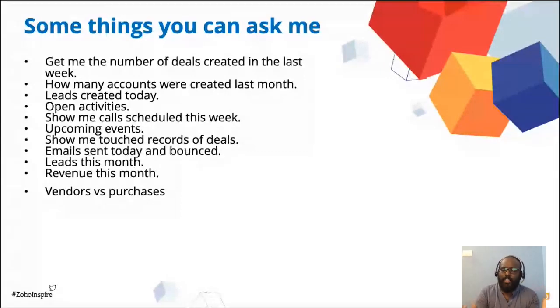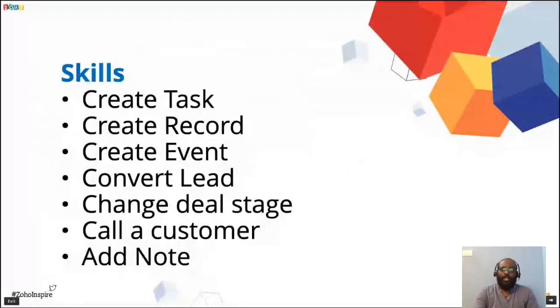As for Zia skills, you can create a task. Instead of going to the task module and creating a task and choosing the module, you can just ask Zia to create a task. You can also create a record. You will have a conversation: if you type in and ask to create a record, it will ask in which module. Likewise, if you want to convert a lead, it will ask which particular lead you want to convert. That's how it goes with Zia.